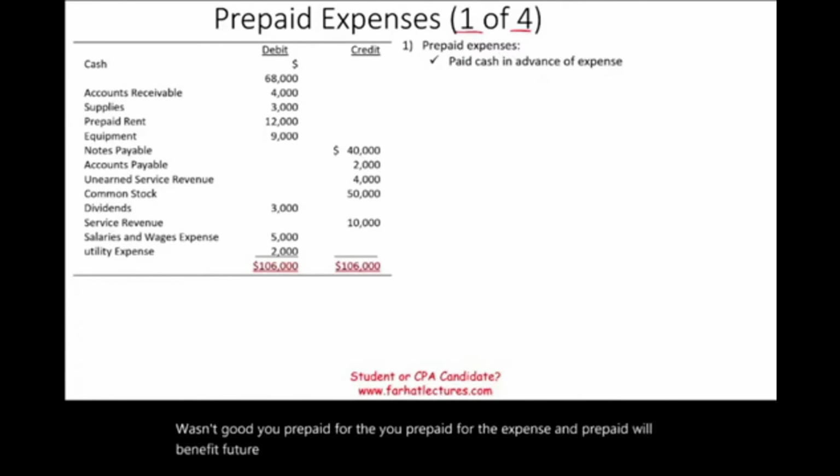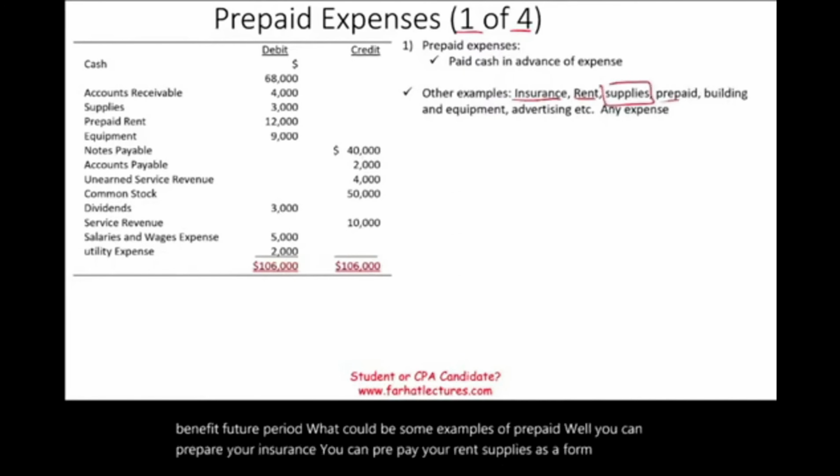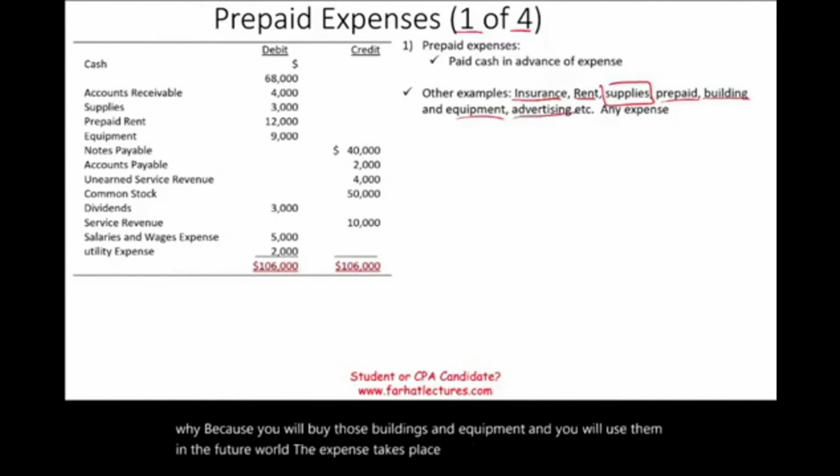What could be some examples of prepaid? You can prepay your insurance, you can prepay your rent, supplies is a form of prepaid, building and equipment is a form of prepaid. Why? Because you will buy those building and equipment and you will use them in the future, while the expense takes place in the future. You can prepay for your advertising. Simply put, any expense can be prepaid.